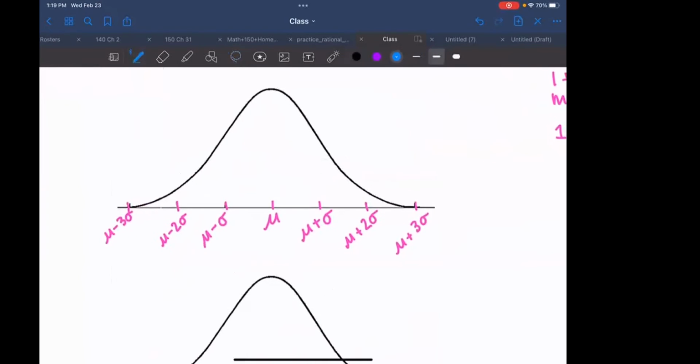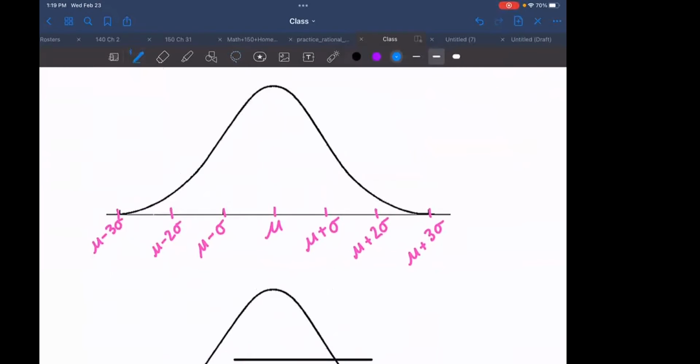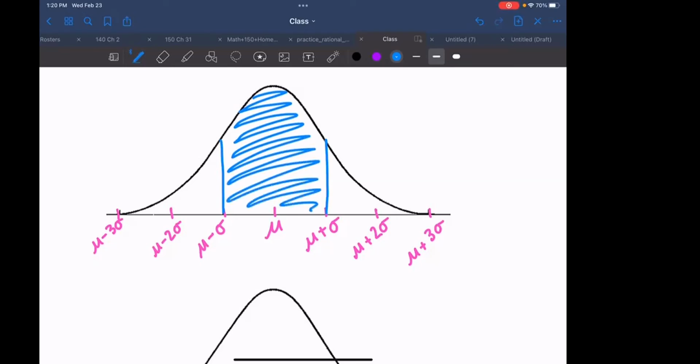Let's focus on the first graph. I want you to section off from the first tick mark below the mean all the way to the first tick mark above the mean, so from the mean minus sigma to the mean plus sigma. And what I'm going to do is shade in everything below the graph.